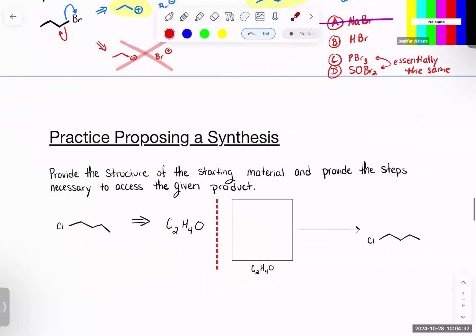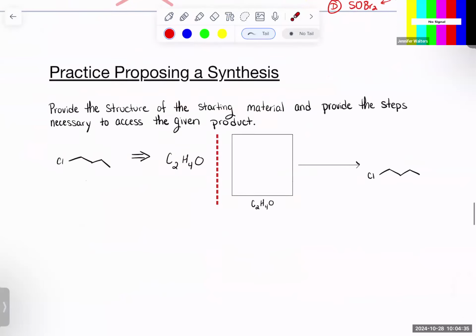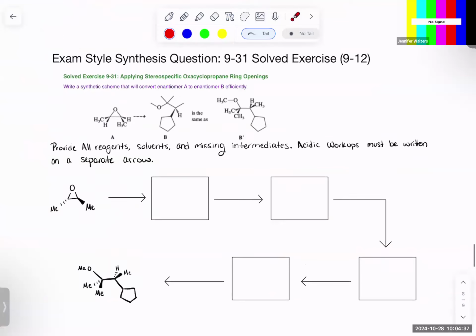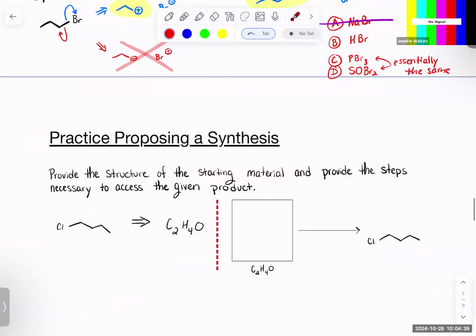So next class, because I really want to get to these types of problems, we'll do these two synthesis problems, so we won't start chapter 12 yet. We'll finish this out. All right.